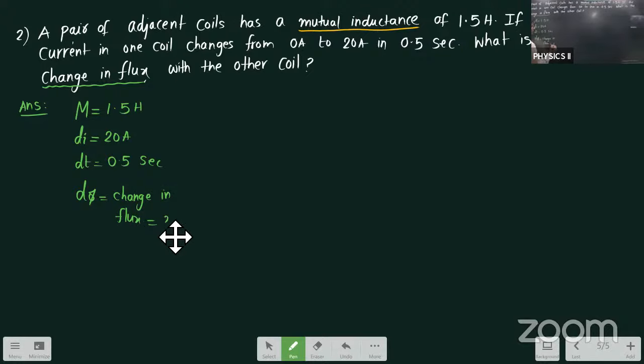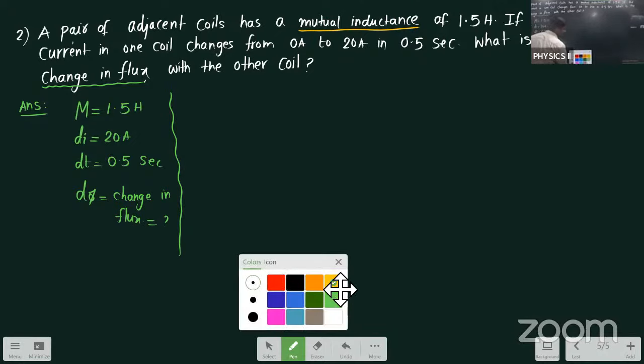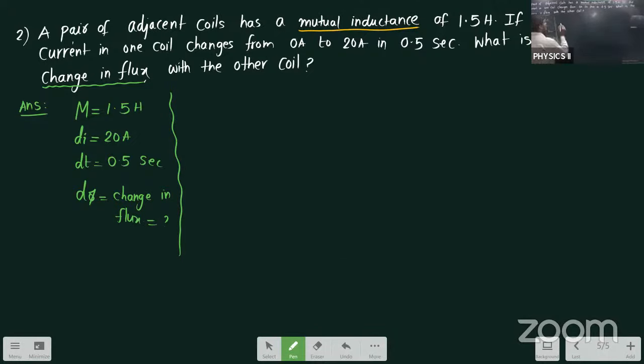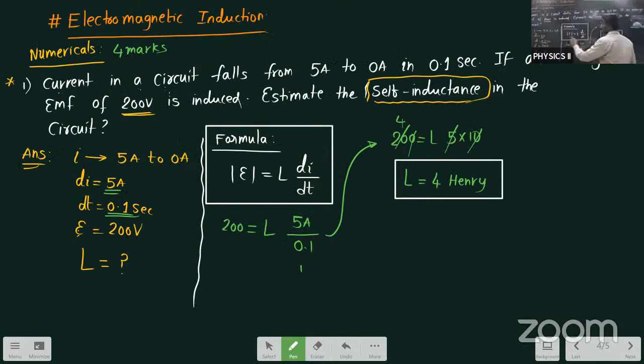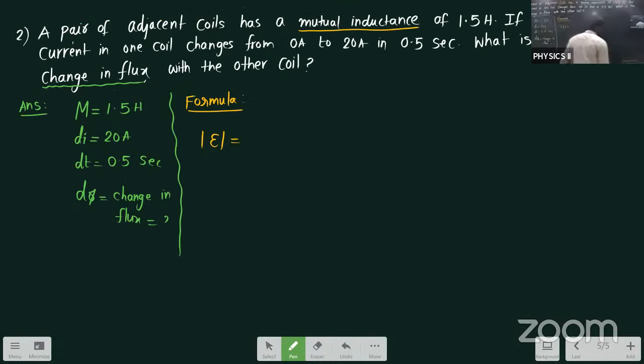Next, what are you supposed to do? You are supposed to write down the formula. Again, the same formula, but instead of self-inductance, you are supposed to write mutual inductance. I will write the formula here because you will be getting marks for this. What is the formula? Average EMF, E is equal to M into dI divided by dt.